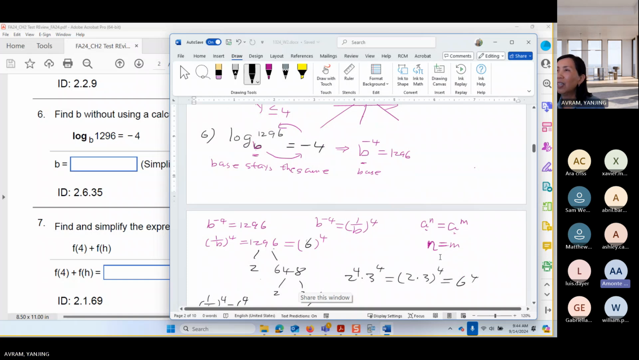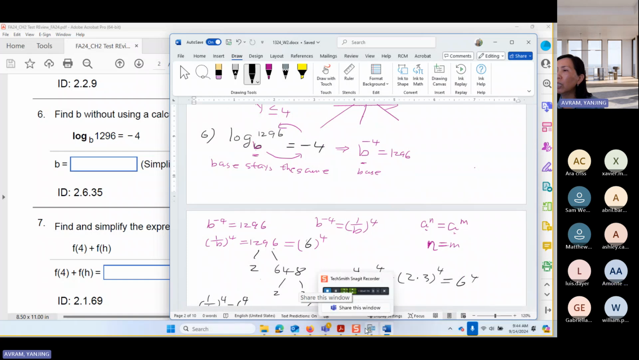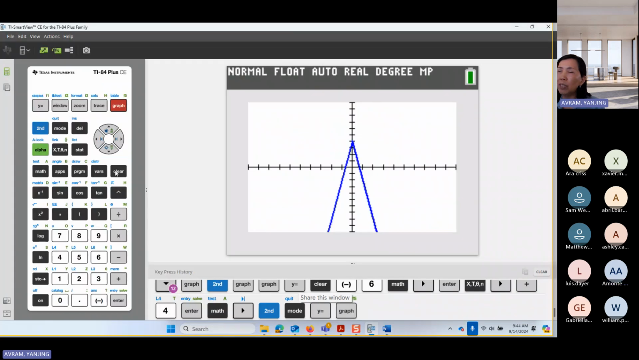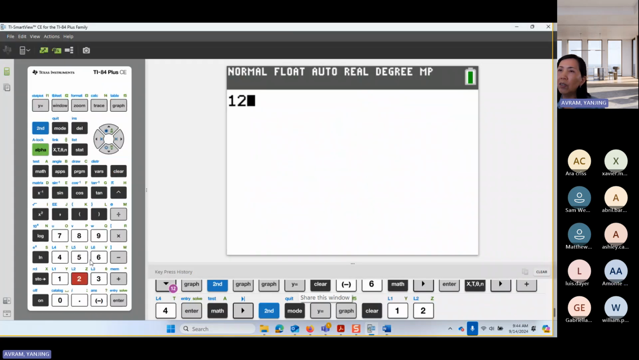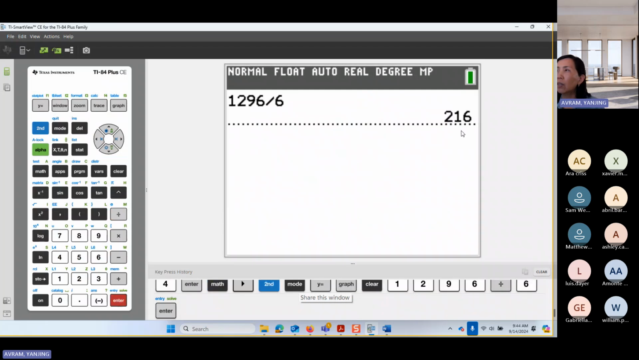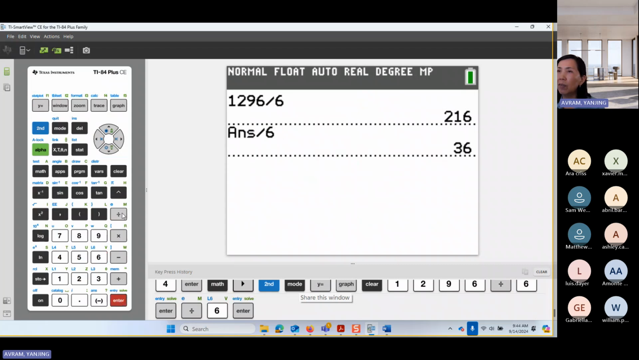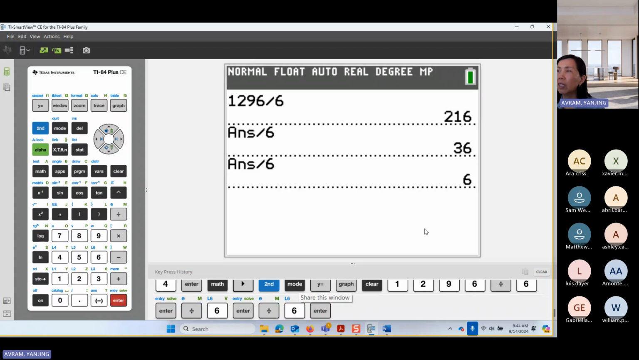Is there a simpler way to break it down from the tree instead? Okay, all right. So you can use the calculator. Take 1296, and using the calculator, say I divide by 6, what do I get? I got 216, and then you divide by 6 again, you have 36. If you divide by 6 again, I got 6.